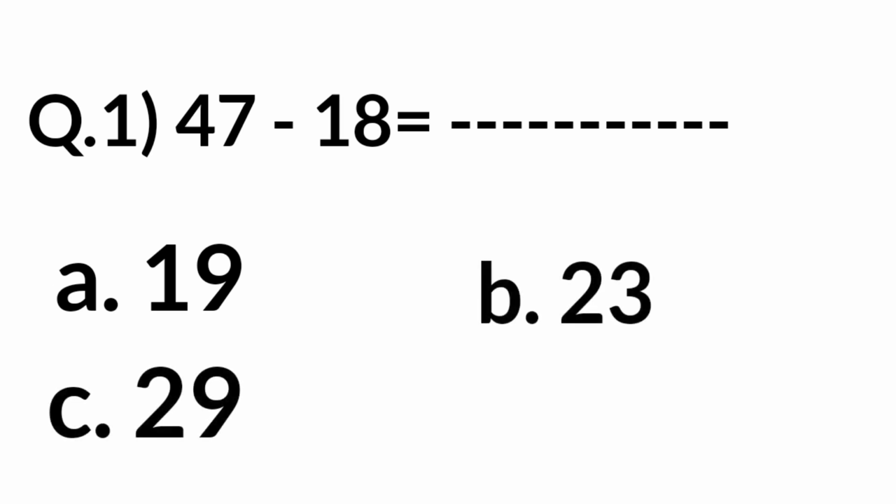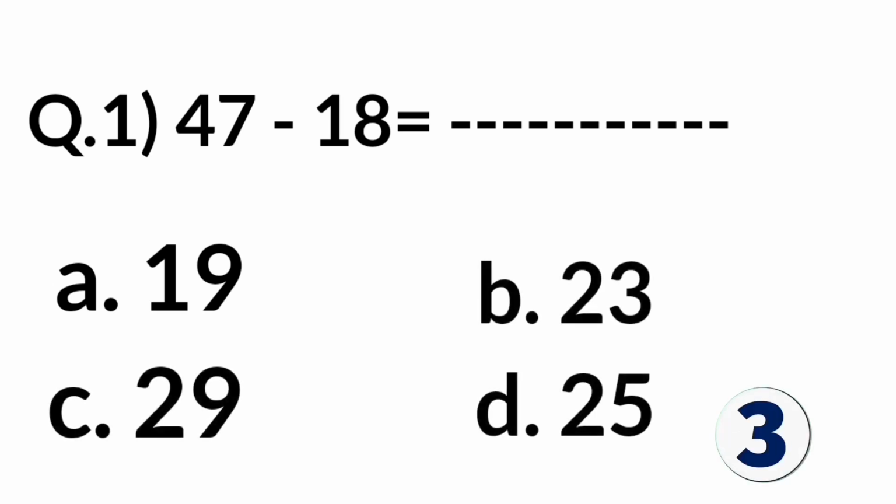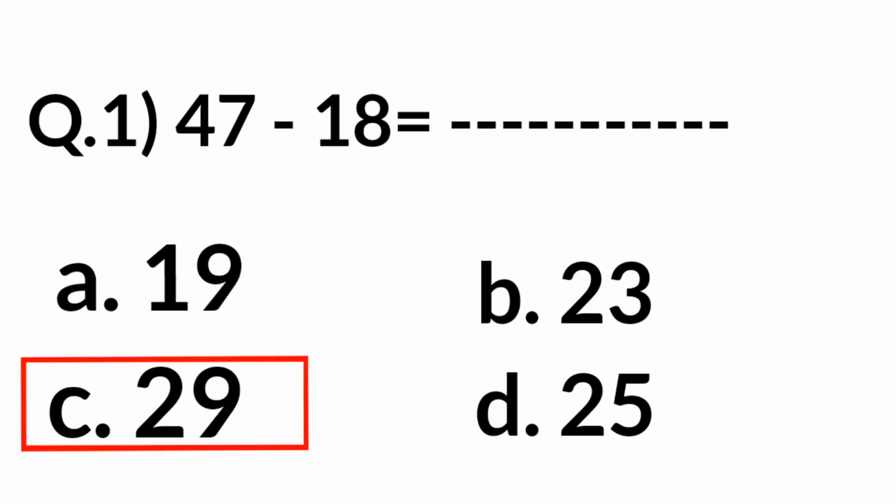Question number 1, 47 minus 18 is equal to option A 19, option B 23, option C 29, option D 25. The correct answer is option C 29.